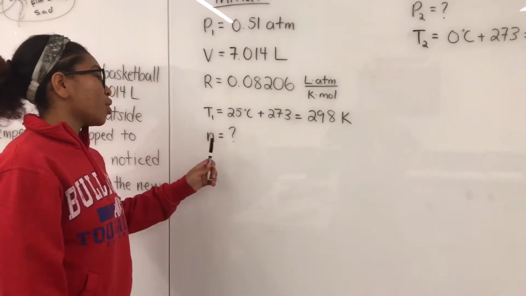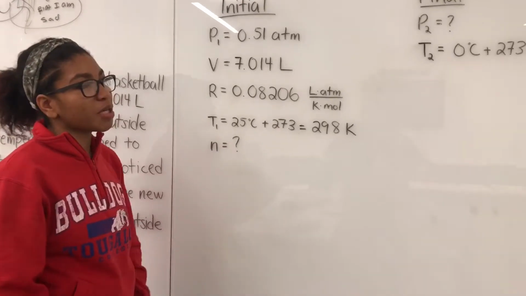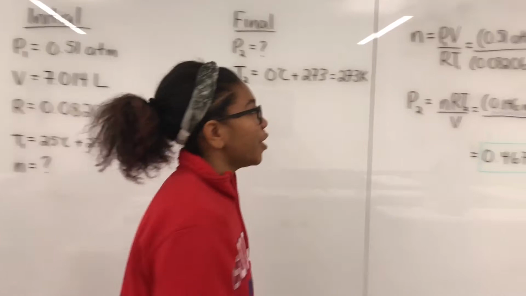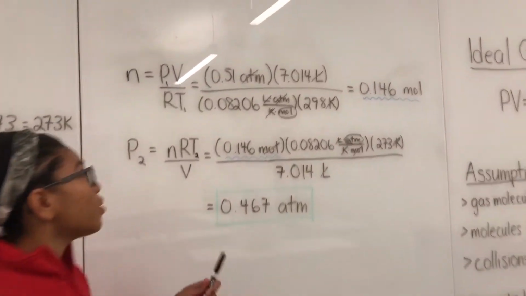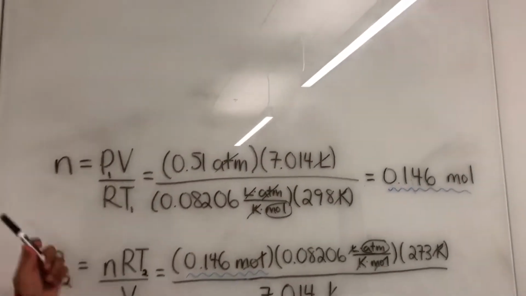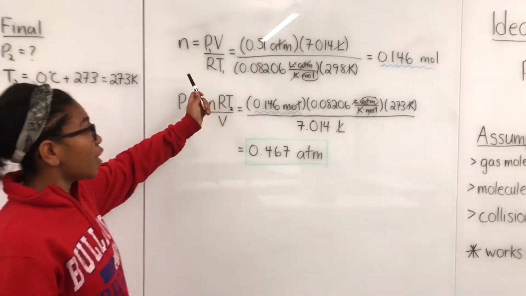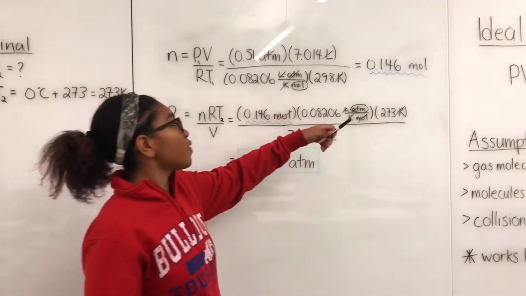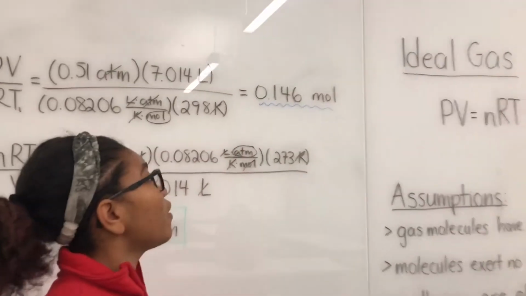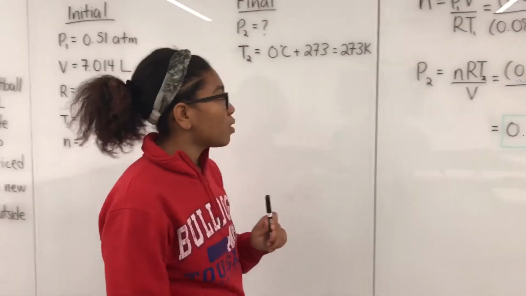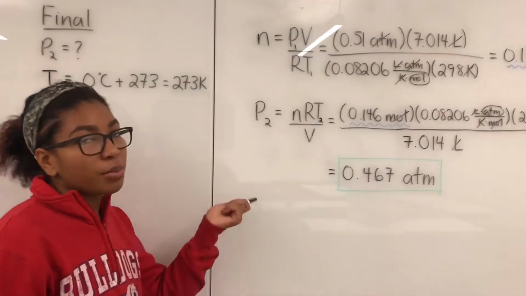The first portion of this is that we need to solve for moles, because we don't know how many moles of gas are currently in your ball. So using PV equals nRT, we're going to solve for n. We're just going to divide both sides by RT, and after we plug in all of these values, we get 0.146 moles.